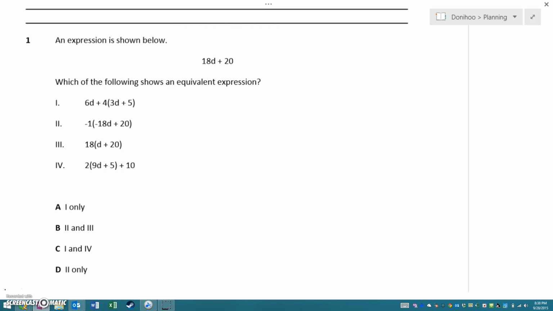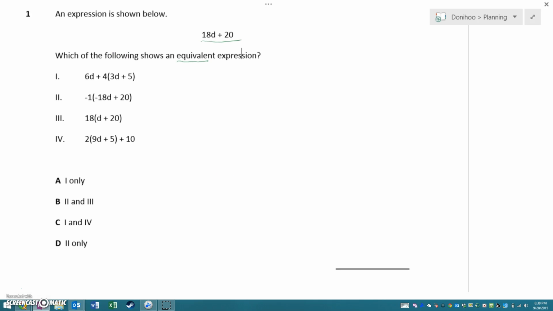Okay? So for example here with this first one, number one, I talked about in class, equivalent to the expression. So here's the expression you're given. Which of these below is equivalent to that? What's being meant here is that if you were to do the operations for each of these parts, so for instance here, multiplying with 4, so plus 12d plus 20. Okay, well the 20 and the 20 here match up. 6 plus 12 is 18. Okay, so that tells me that this first one is a match for that expression.